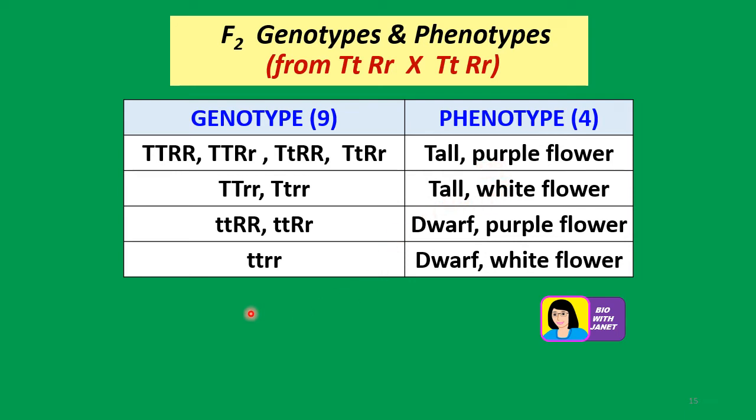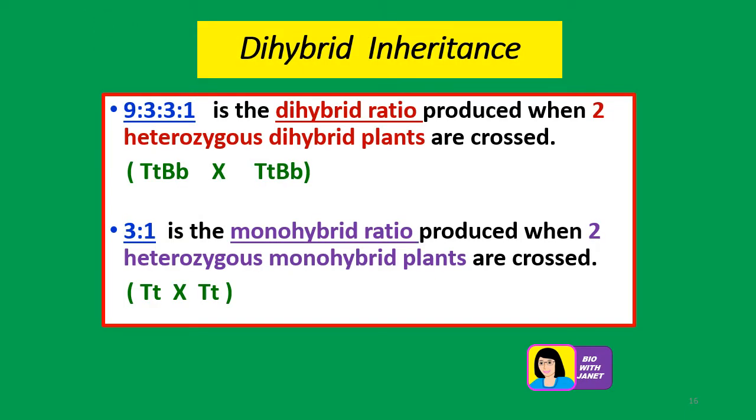All right, this is just for your information and may help you in understanding the topic better. Here's something to take note. In dihybrid inheritance, 9, 3, 3, 1 is the dihybrid ratio produced when 2 heterozygous dihybrid plants are crossed. That is big T, small t, big R, small r, crossed with big T, small t, big R, small r, as an example. So this 9:3:3:1 ratio is called the dihybrid ratio for dihybrid inheritance.